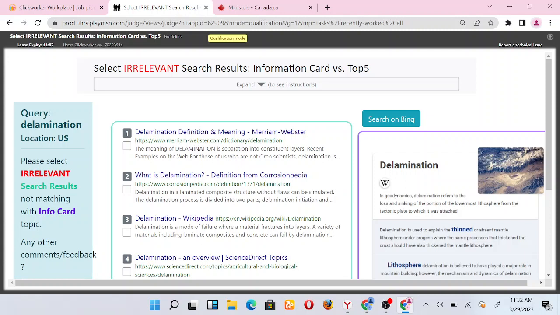And now they are talking about this delamination. All right. Now, delamination. This is a definition in geodynamics. Delamination refers to the loss or sinking of a portion. So what are you talking about here? Delamination is to separate a constituent layer. Recent example of the verb.